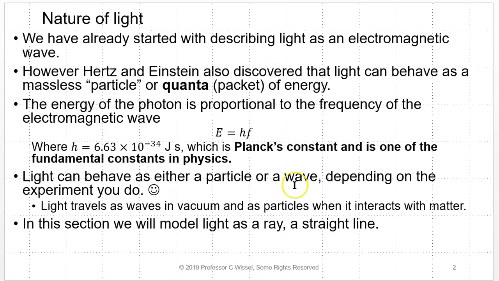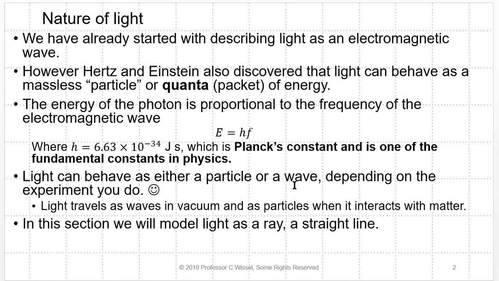We've already just started with describing light as an electromagnetic wave. However, Hertz and Einstein also discovered that light can behave as a massless particle or quanta packet of energy. The energy of the photon is proportional to the frequency of the electromagnetic wave, and the equation of this is the energy equals h times f. H is Planck's constant, 6.63 times 10 to the minus 34 joule seconds.